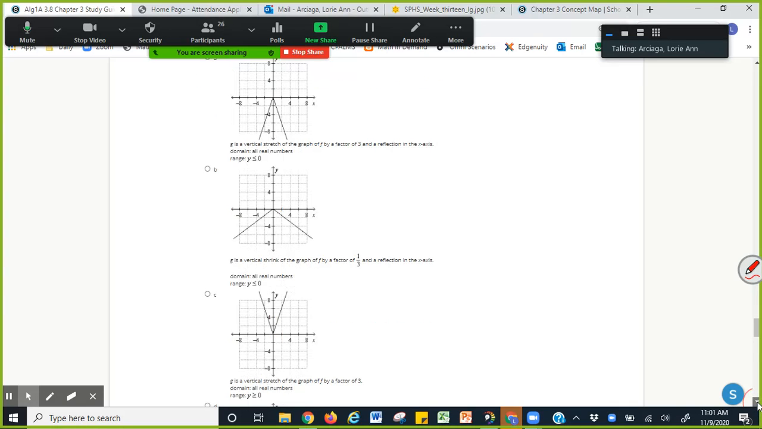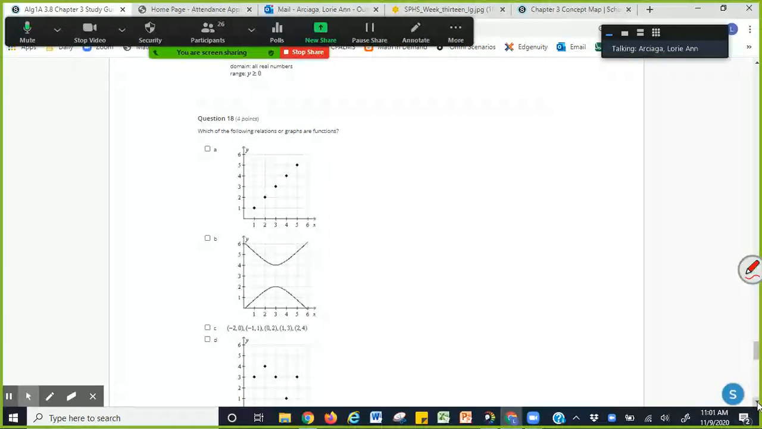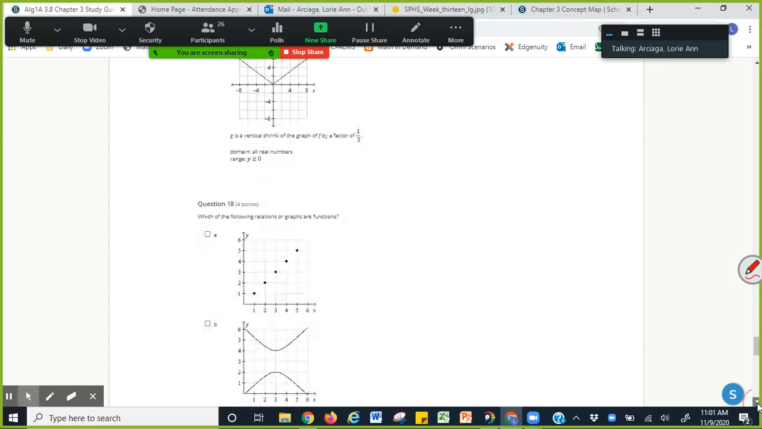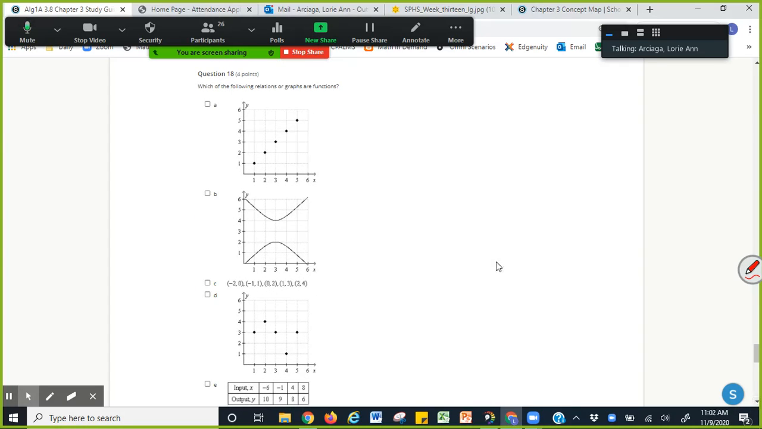17, 18. Which of the following relations are graphs of functions? You have multiple answers here. If you see a box like this, you see the difference: if it's just one answer, it's a circle, but if it's multiple answers, it's going to be a box. So you have to click more than one. How do you know which one is a function? Use the vertical line test for a graph, or check if the x does not repeat.